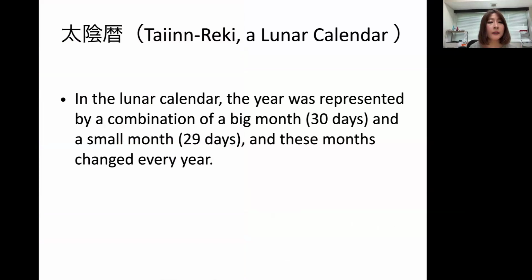Today, we live by a solar calendar, but in those days, Japan used a lunar calendar. In the lunar calendar, the year was represented by a combination of a big month, that's 30 days, and a small month, that's 29 days. And these months changed every year. For example, this year's May is the big month, but the next year's May will be the small month. Since they change every year, people can't remember them all.